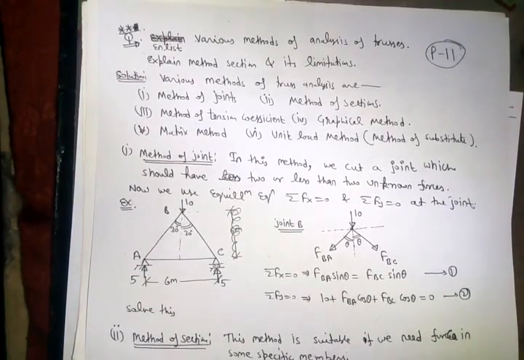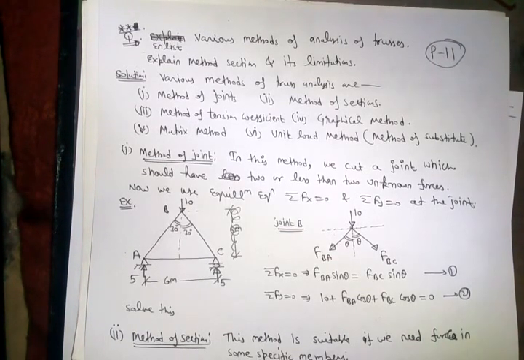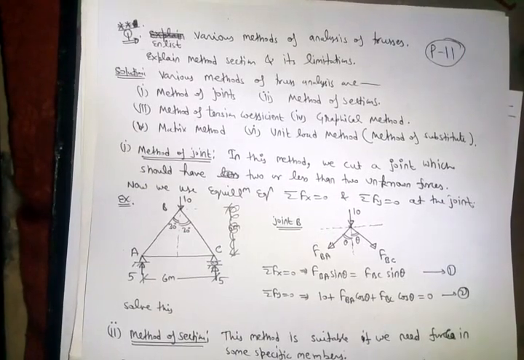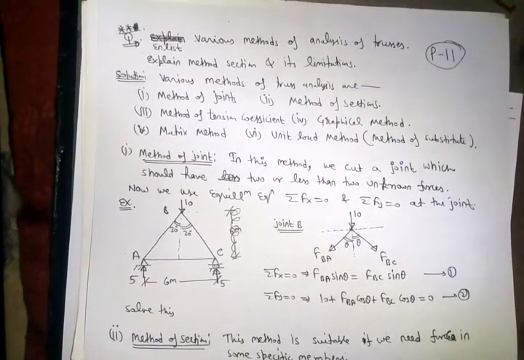So what are the various methods? The methods are: number 1, method of joints; 2, method of sections; 3, method of tension coefficient; 4th is graphical method; 5th is matrix method; and 6th is unit load method, or method of substitute members, right? Method 1 is method of joint. You have studied method of joint.